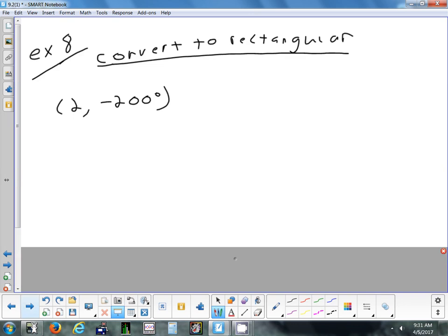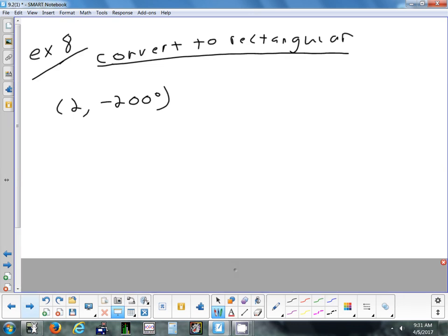Okay, so here's a point in polar. That's r, that's theta. They want me to convert it to rectangular. So what would be my formula for x, filling in what I have for r and theta? r cosine theta, so 2 cosine negative 200. Yep.